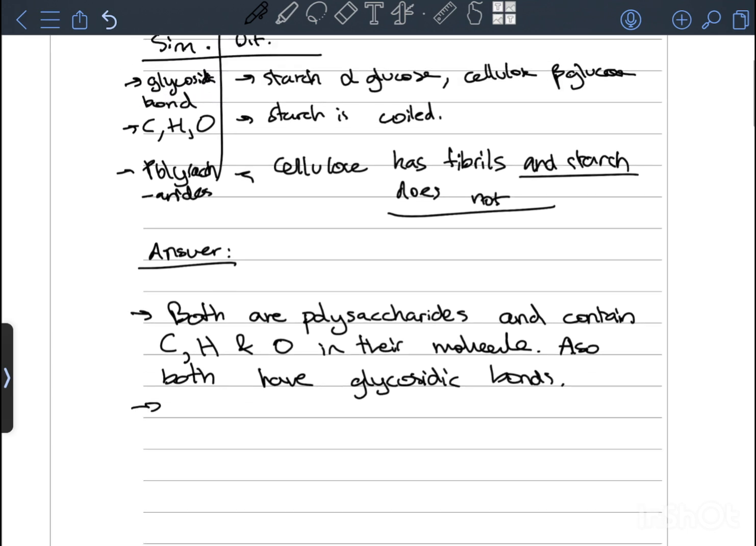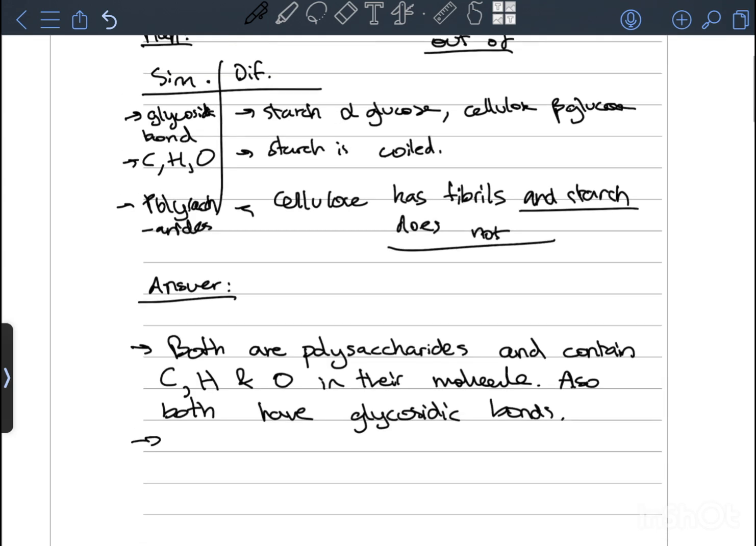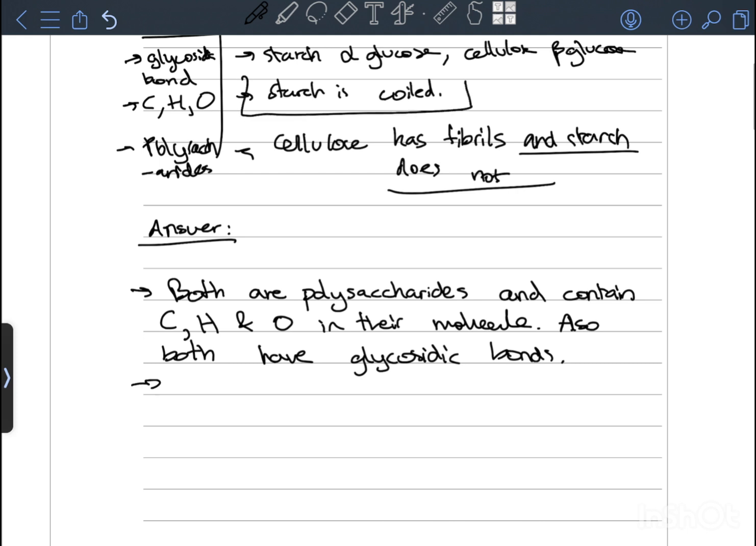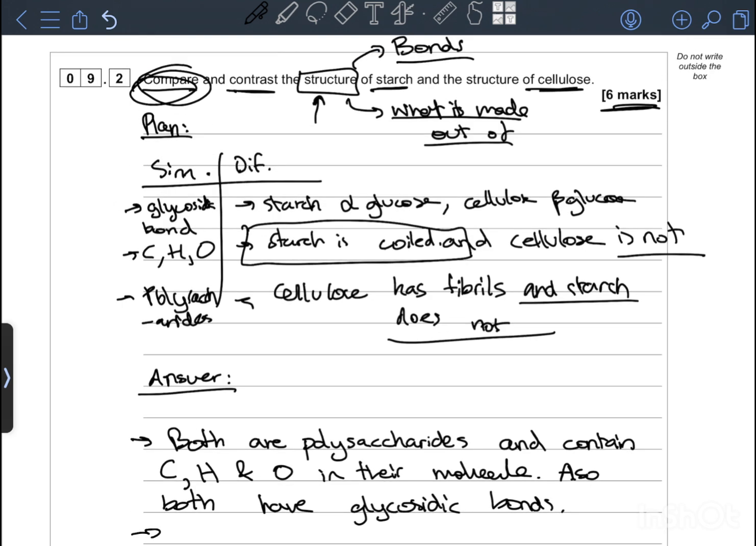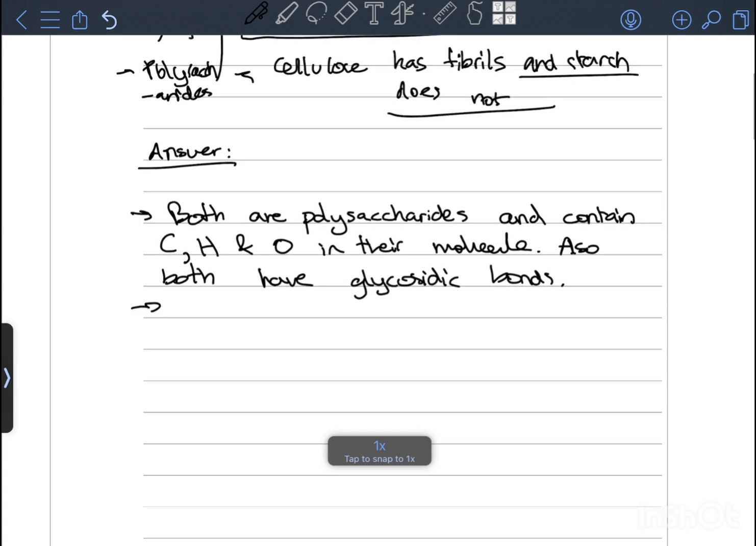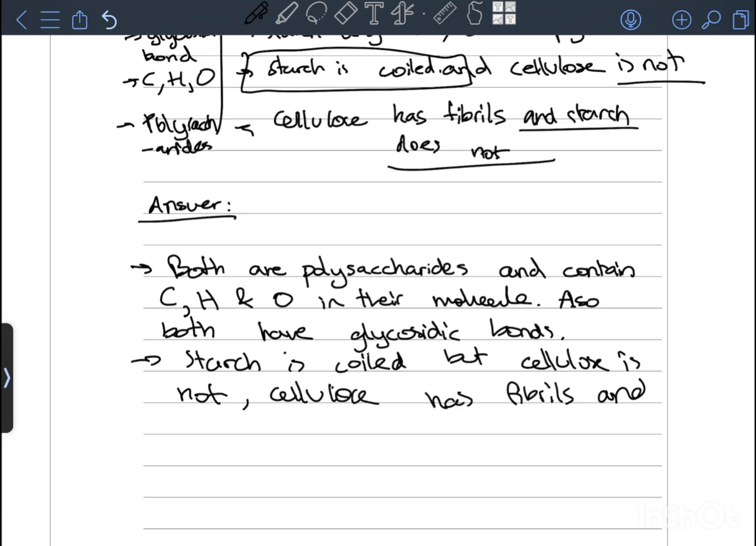Now for the differences, you want to make sure you have this little detail, which is because we've been asked to compare, we want to make sure we don't just state, as I wrongly did here, starch is coiled. We want to say and cellulose is not. So we don't just state a fact. We want to bring it all back to the question which asks us to compare and contrast. So we want to say that starch is coiled, but cellulose is not. Then let's say cellulose has fibrils and starch does not.